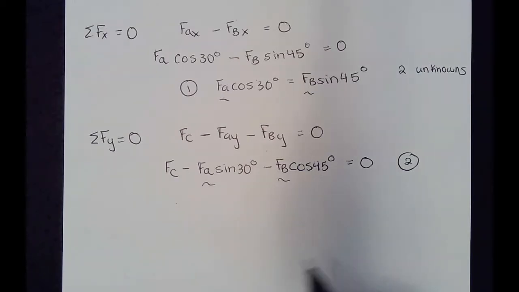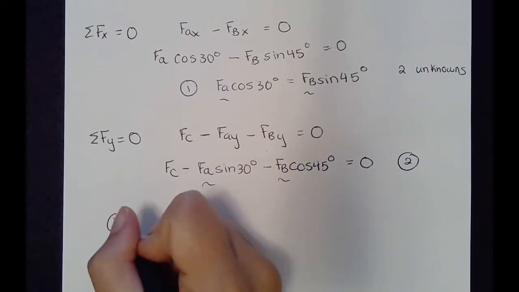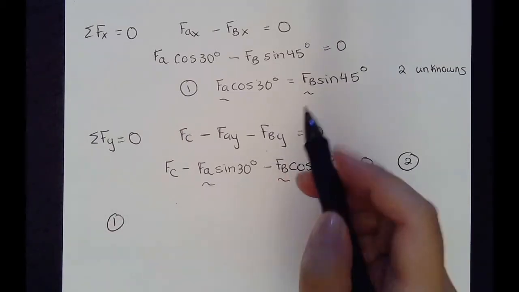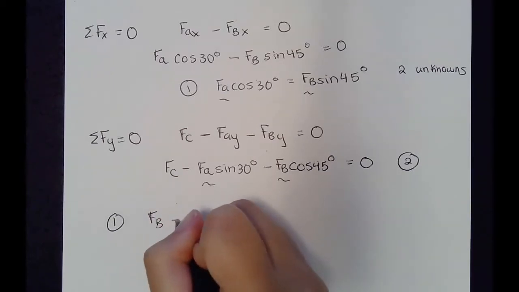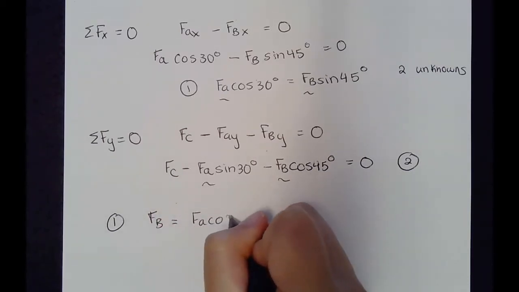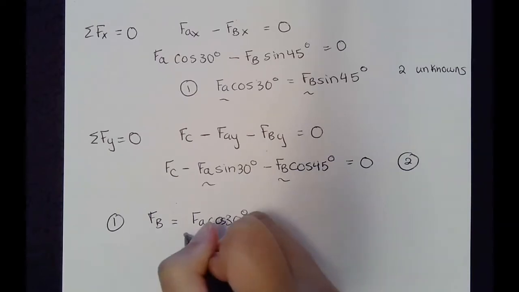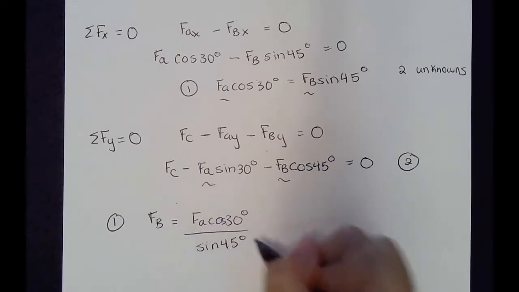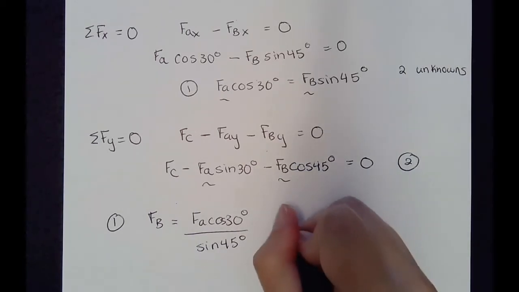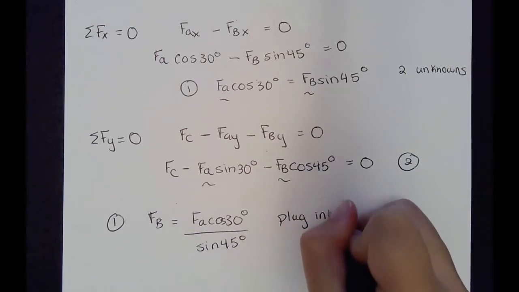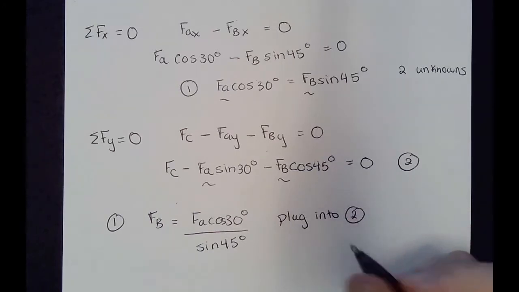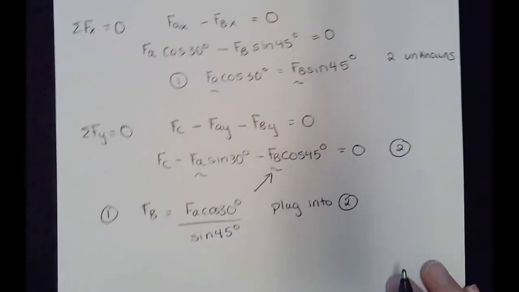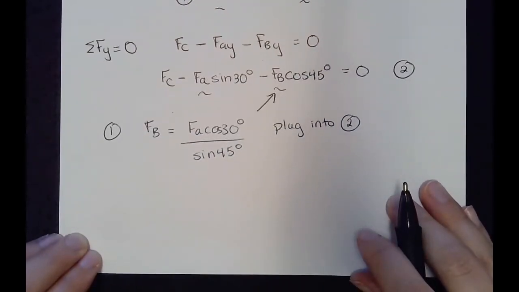All right, so let's rearrange equation 1 for one of the unknowns. I'll solve for fb. So from equation 1 here, I have fb equals fa cos 30 over sine 45. And I'm going to plug this into equation 2. So this is going into equation 2 for fb. And this will eliminate that variable so that we'll have only one unknown.